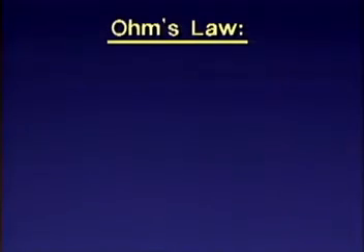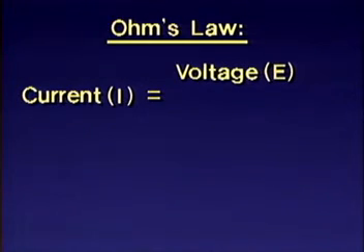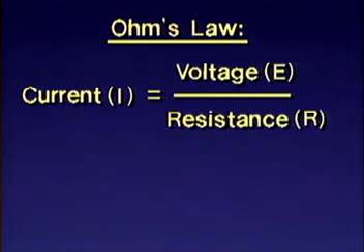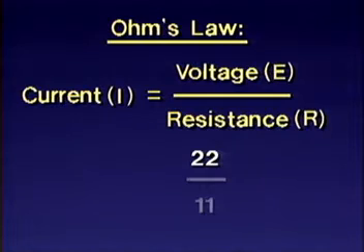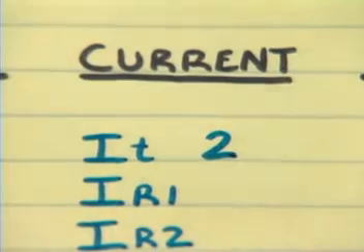Using Ohm's law, which says current, I, is equal to voltage, E, divided by resistance, R, you can determine the total current. The total voltage is 22 volts. The total resistance is 11 ohms. Total current, then, is equal to 22 volts divided by 11 ohms, or 2 amps. Record 2 amps for total current, IT.